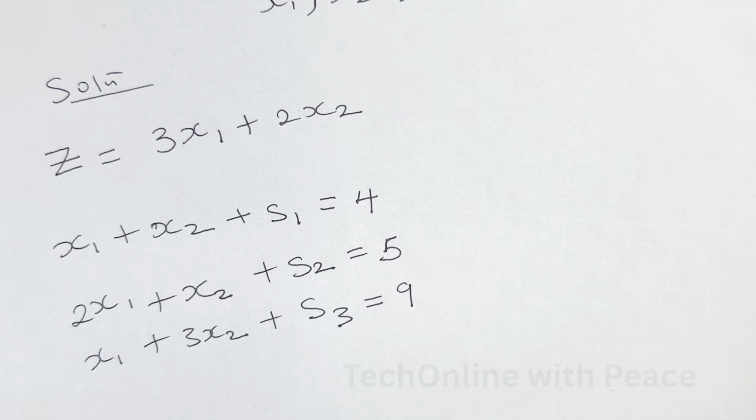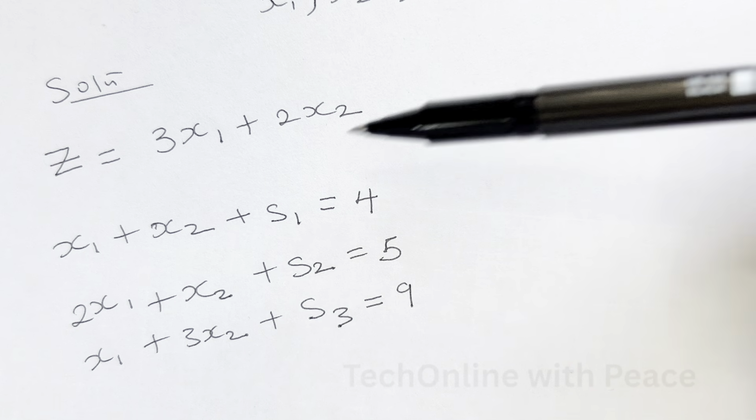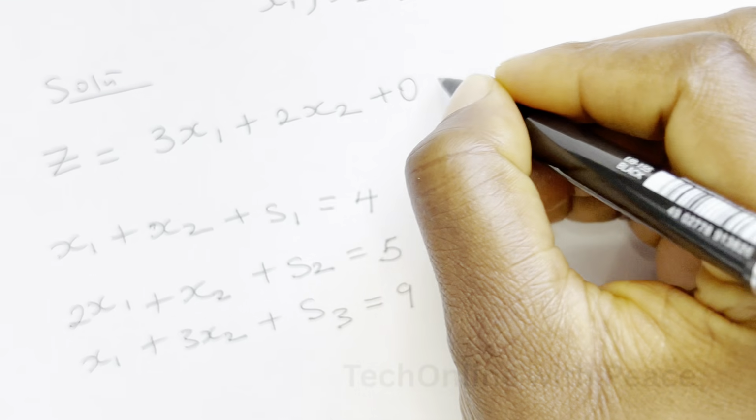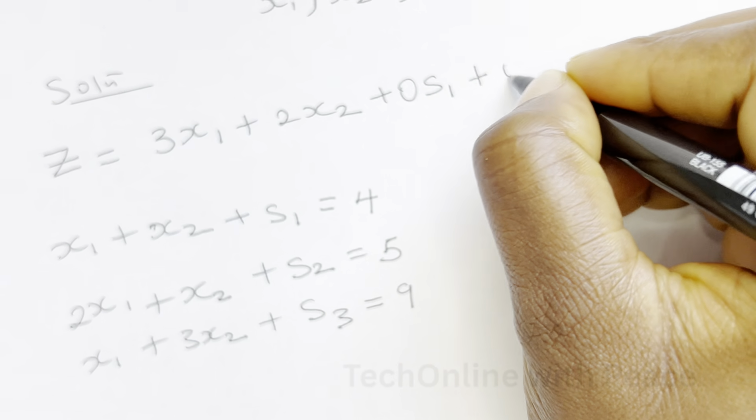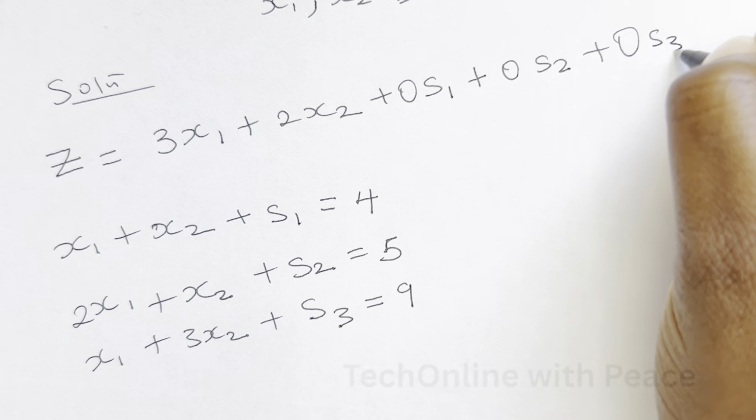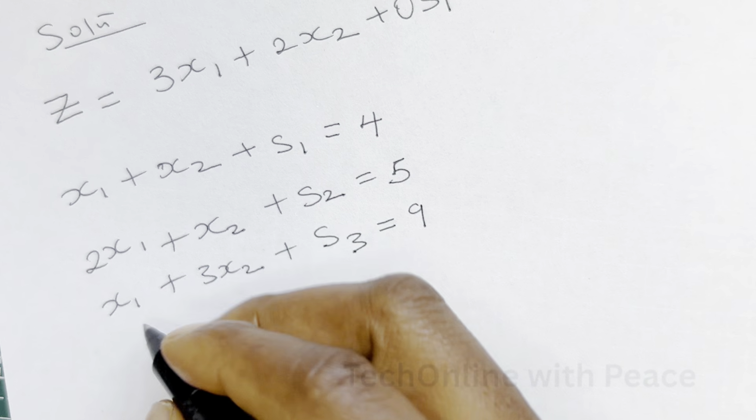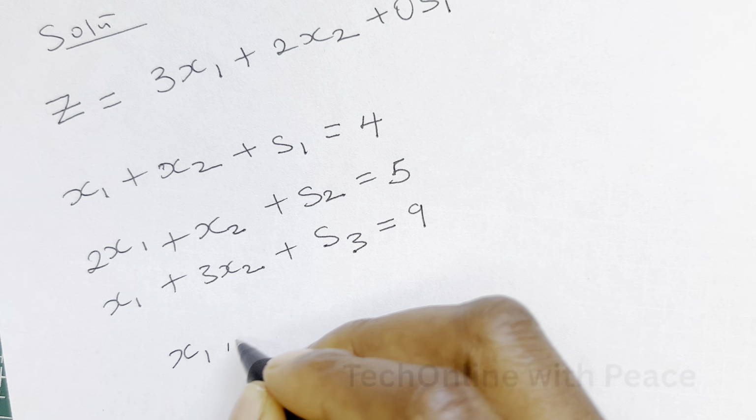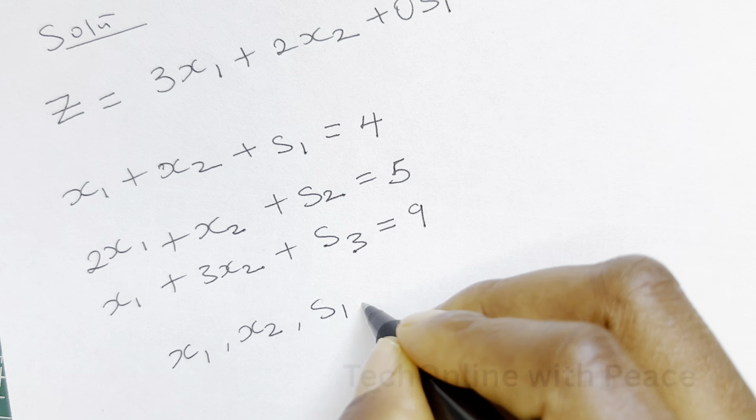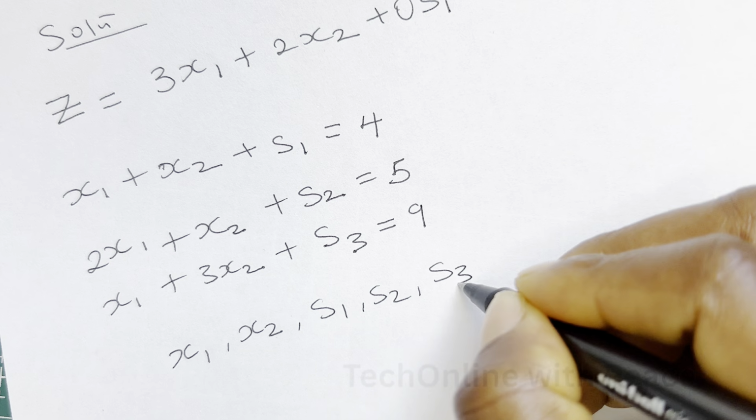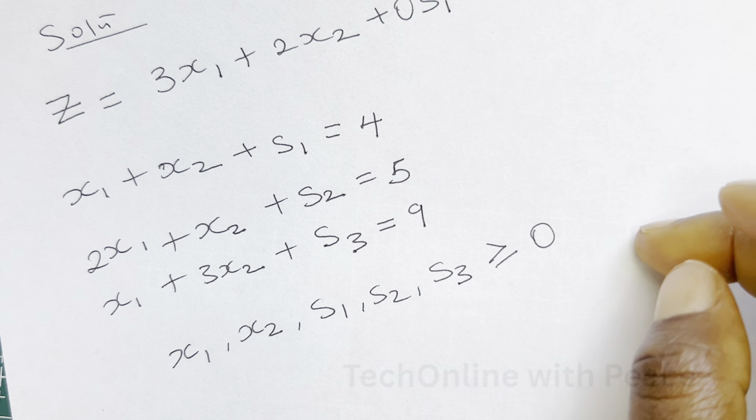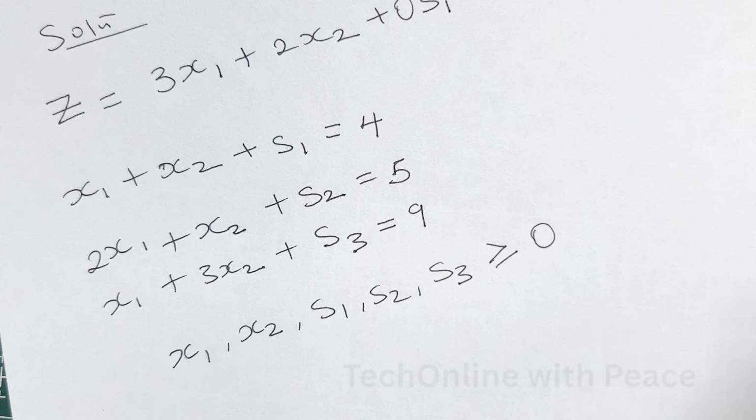The next thing to do is to add the slack variables to your objective function. So here we have plus 0s1 plus 0s2 plus 0s3, where x1, x2, s1, s2 and s3 are greater than or equal to 0. The next step is to form our table.